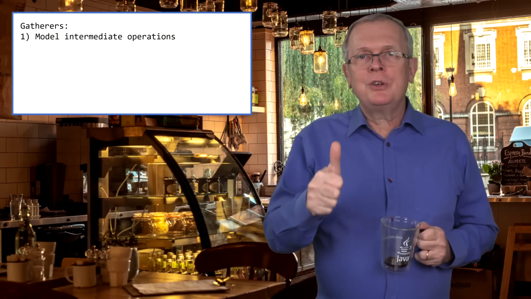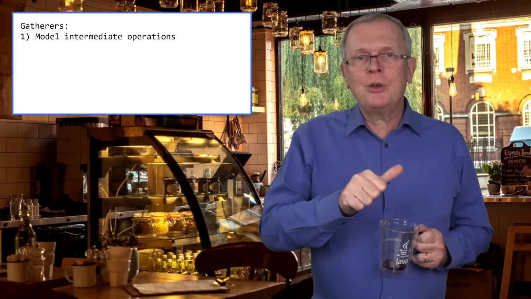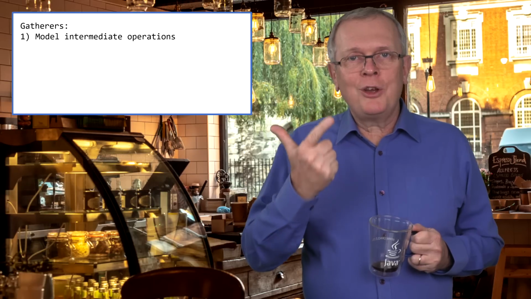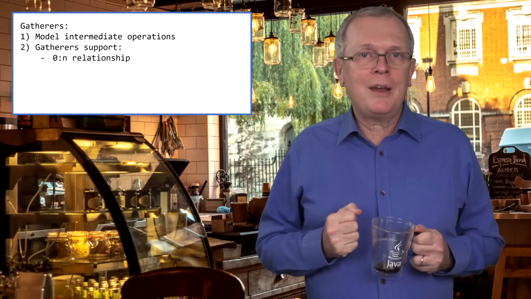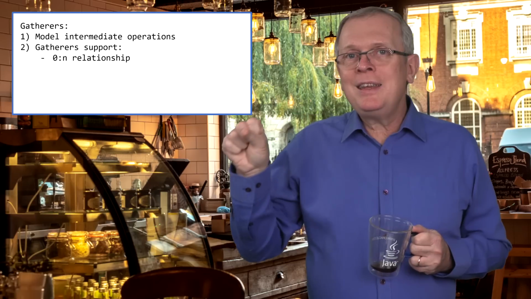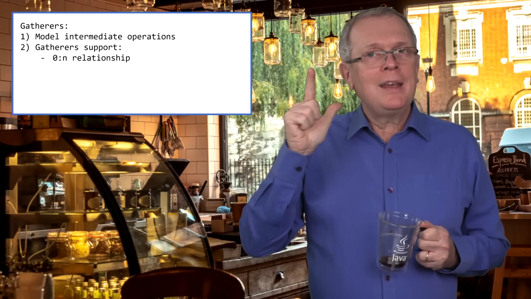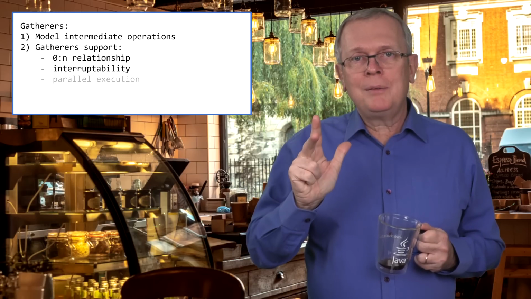Now is the time to do a little wrap-up of all this. First idea, gatherers are there to model intermediate operations in the Stream API. You can think of gatherers as some kind of collectors for intermediate operations. Second idea, gatherers support the features that intermediate operations have. They can push any number of elements to the stream they produce, even 0. They can interrupt the stream, and they can be executed in parallel.